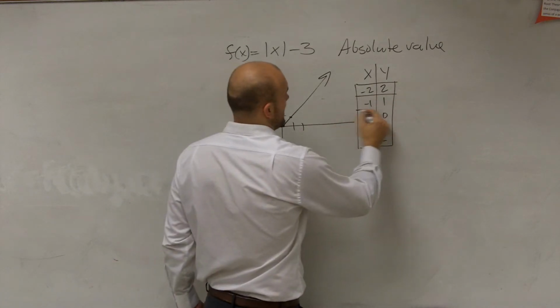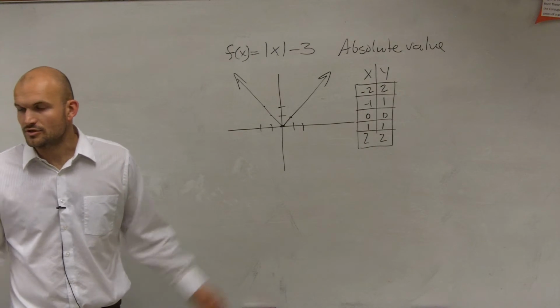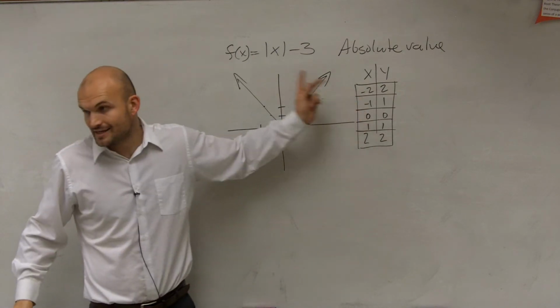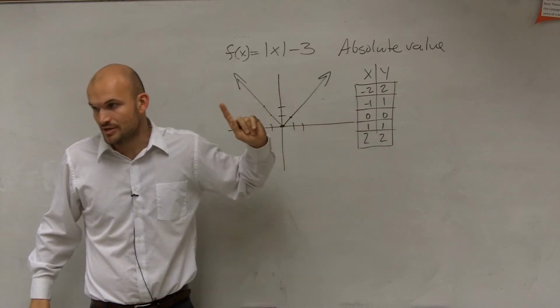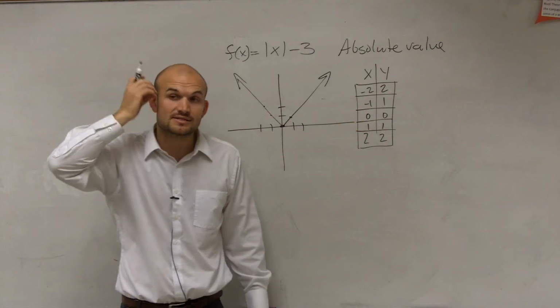Because remember, the absolute value means the absolute distance from 0. So think of a number line. Even though I'm going -2 to the left, what is the distance from 0? 2. That's why think of absolute value as always absolute distance from 0. Yes?